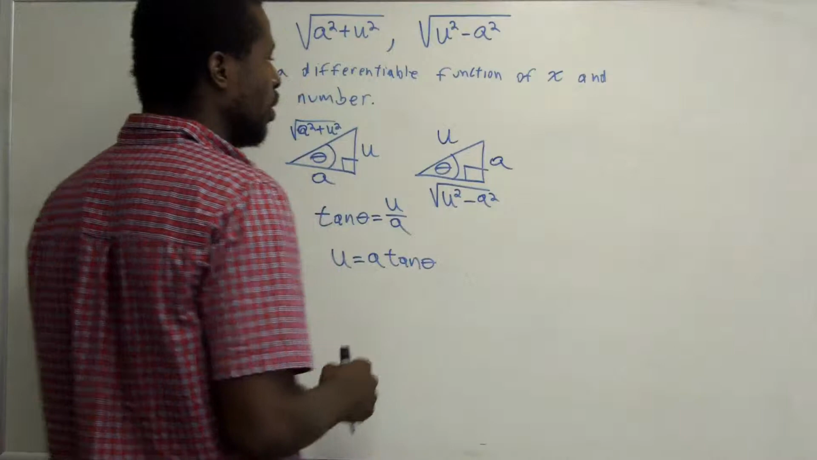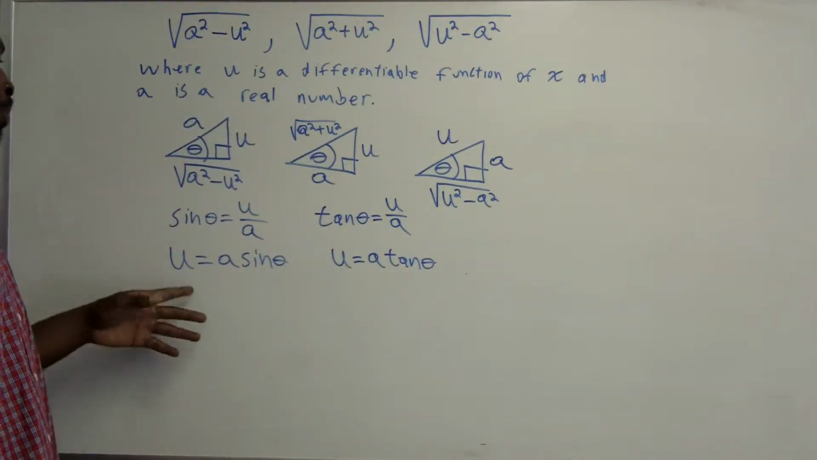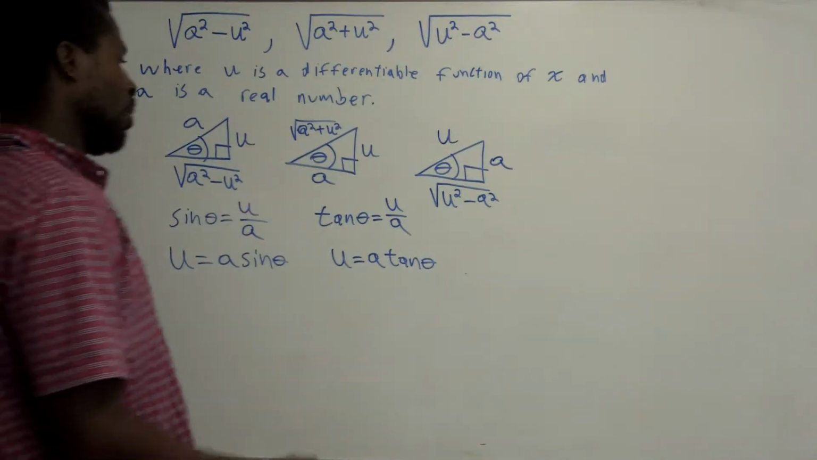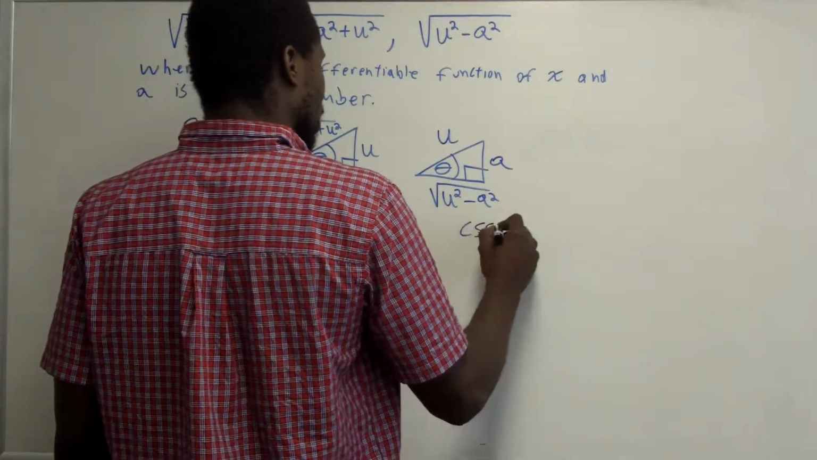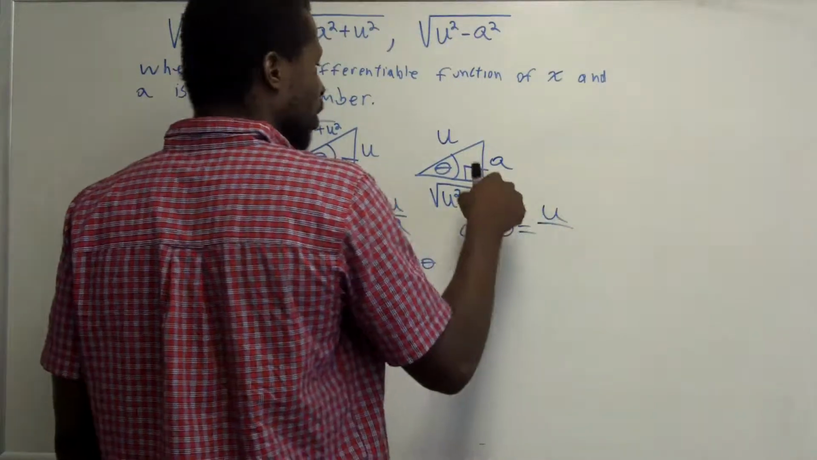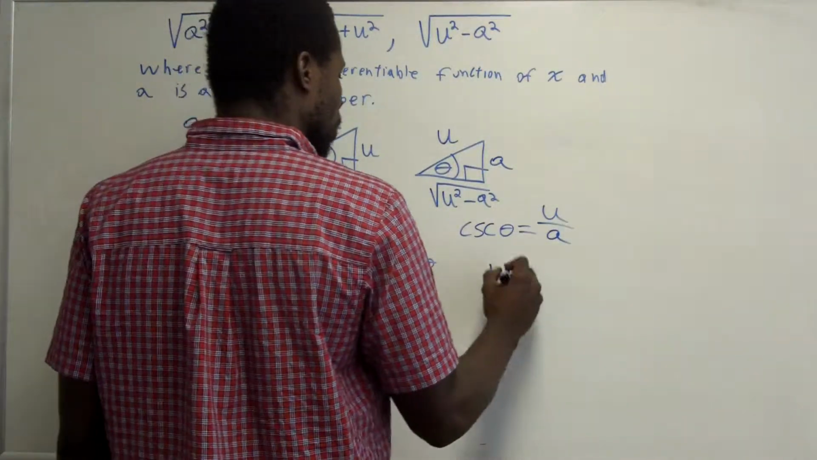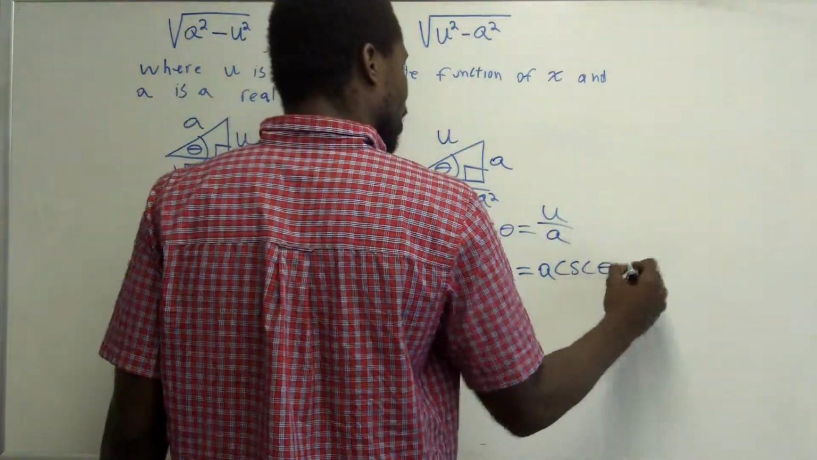Those two, I could use the sine, but if I use the sine, I'm not going to be able to solve for U very easily. So I'm going to use the reciprocal function for the sine, which is the cosecant. So in this case, the cosecant of theta is equal to the hypotenuse over the opposite, in which case I see that U is equal to A times the cosecant of theta.